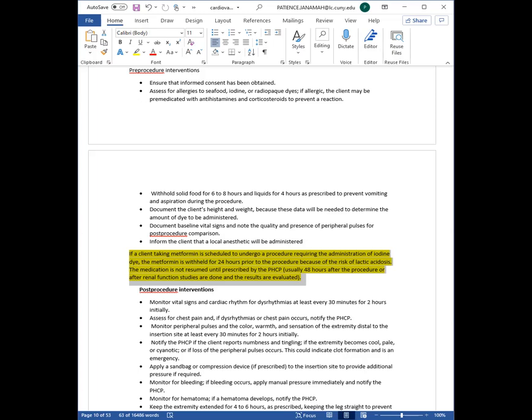So for a patient going for a cardiac procedure, or a procedure that is going to take iodine, they're going to give the patient iodine dye, a contrast. Another name for the iodine dye is a contrast.